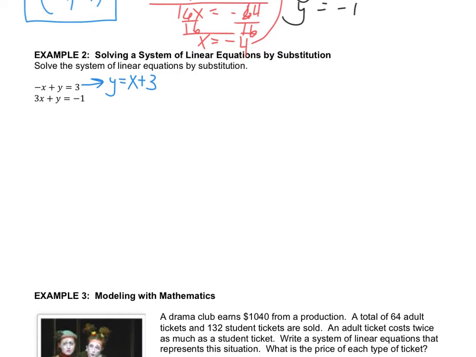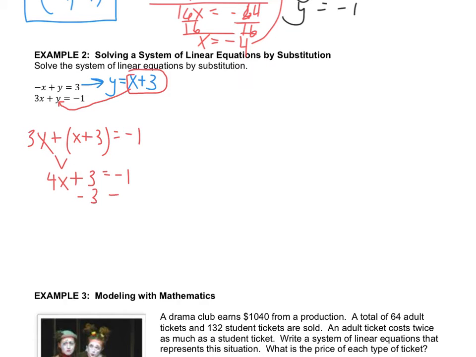So then once I have this, I say, well, y equals this. So I'm going to plug y into the other equation as x plus 3 wherever I see y's. So now that second equation is going to become that. We've replaced the y with the x plus 3 because they are the same thing. Then I can combine like terms. I get 4x plus 3 equals negative 1.